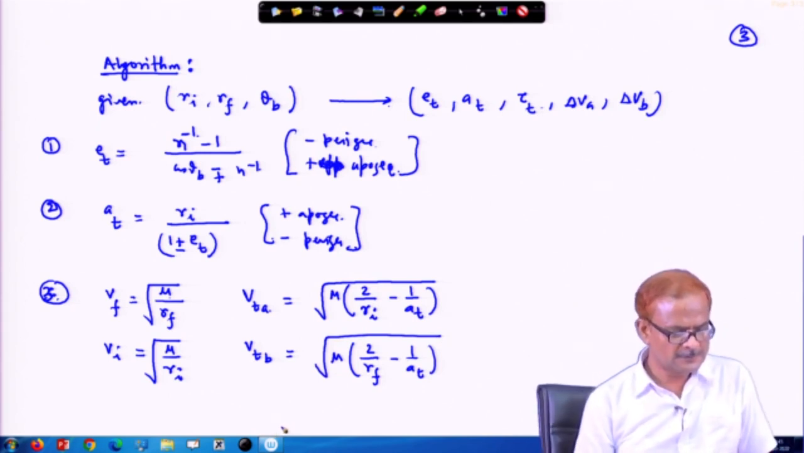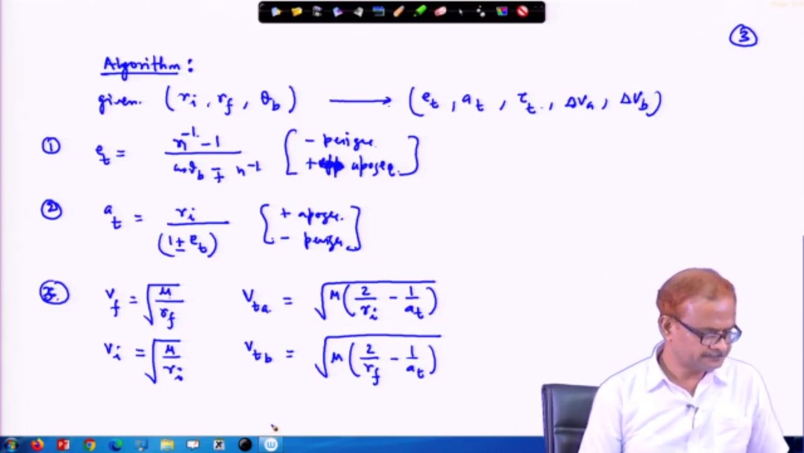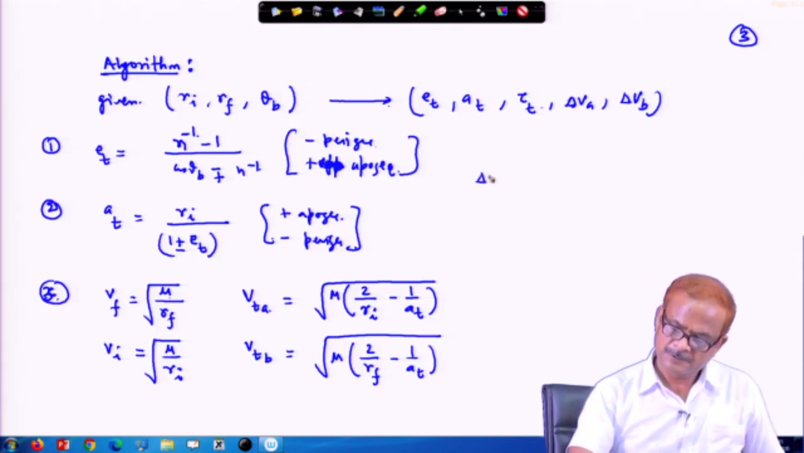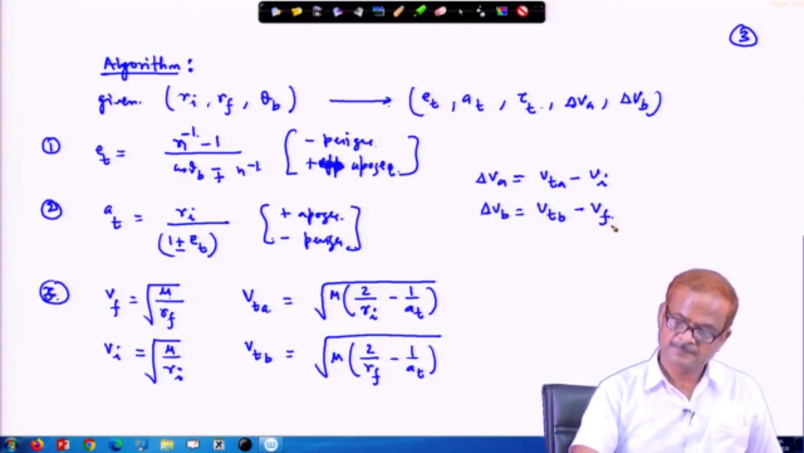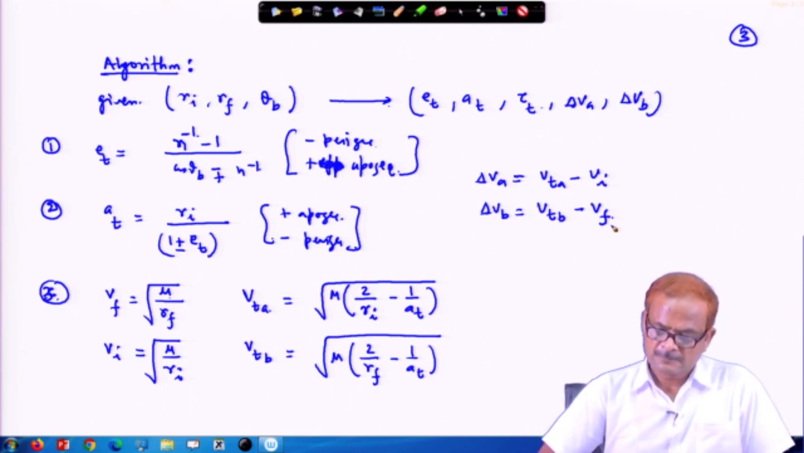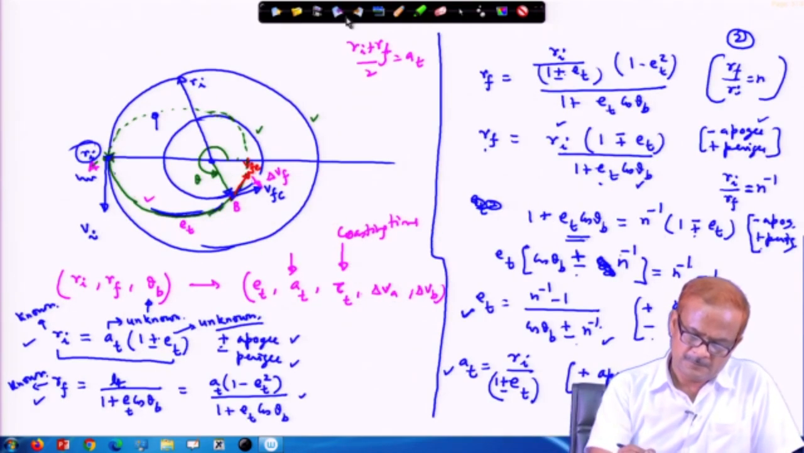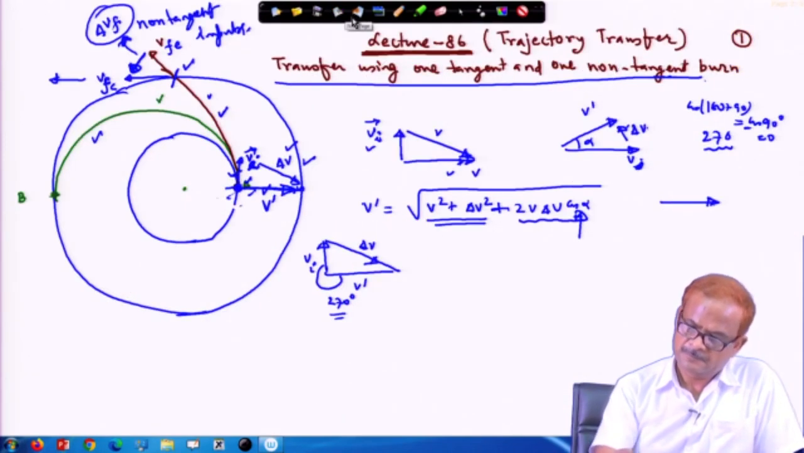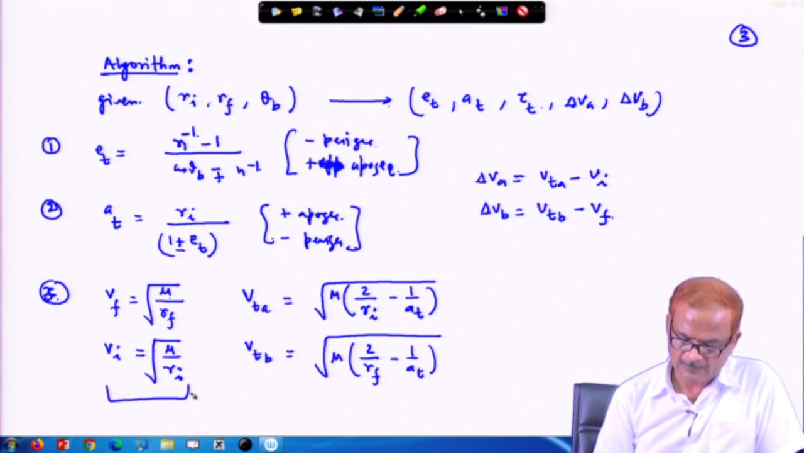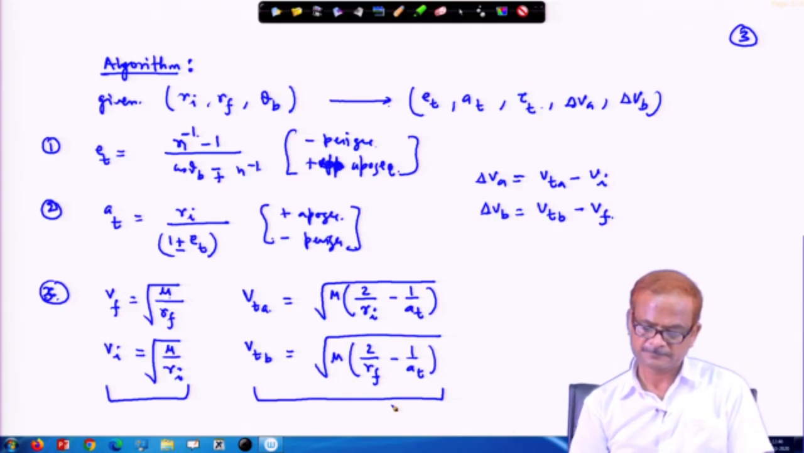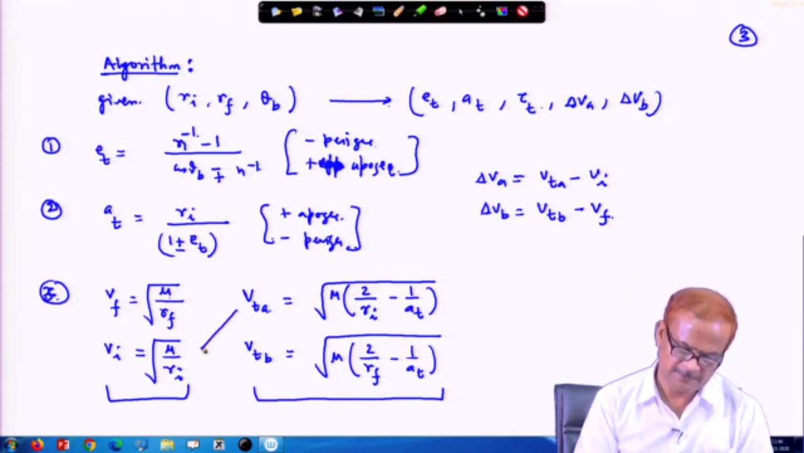So, from here the two impulses required are known to us. So, delta V_a we can write as V_ta minus V_i, and delta V_b as V_tb minus V_f. So, what we need to do, okay, we have to take care of the sign also. So, now look into this. In the initial orbit, what is the velocity, and in the transfer orbit, what is the velocity? Here, this particular part corresponds to A, this corresponds to B.